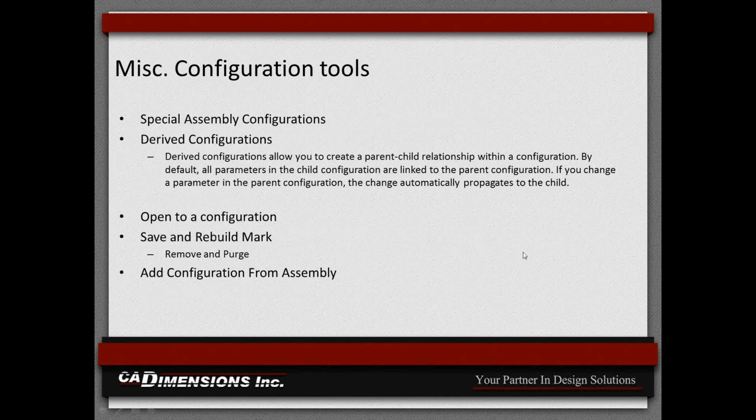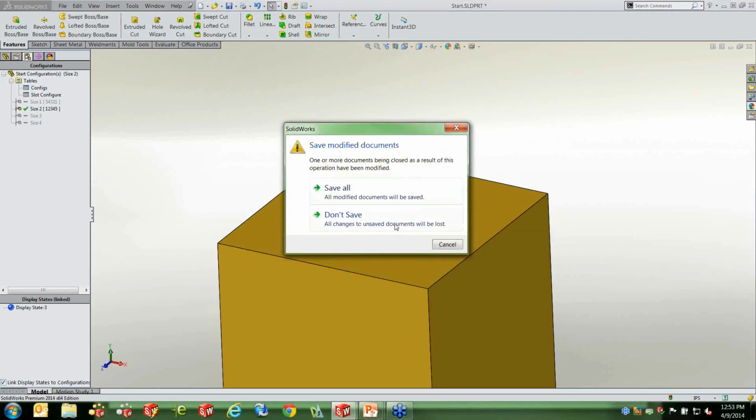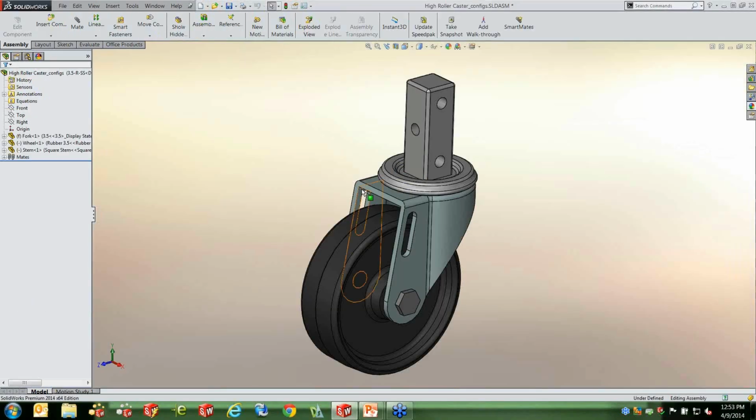Okay. Now I also want to talk a little bit about some miscellaneous configuration tools that you need to be aware of, and I've already got some questions on a couple of these. I want to start out with special assembly configurations. So let's go back to SolidWorks for a moment. I'm just going to close this and we'll go ahead and save it.